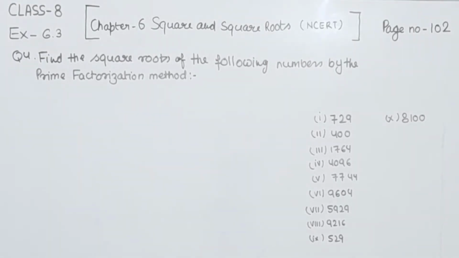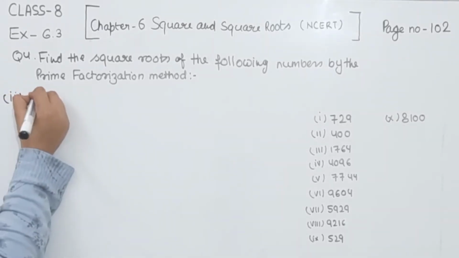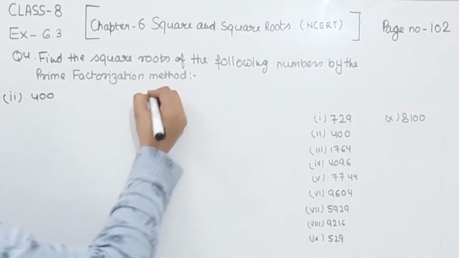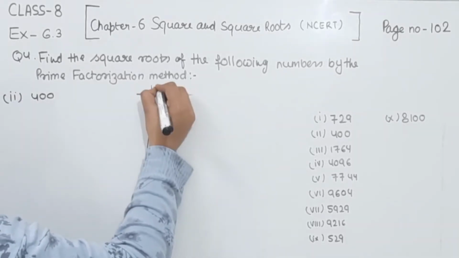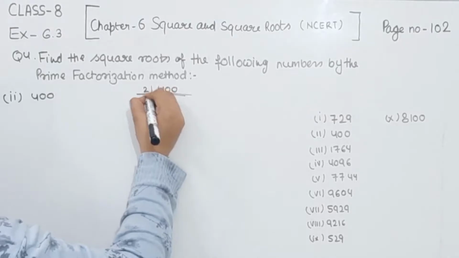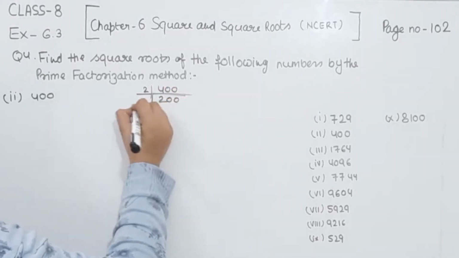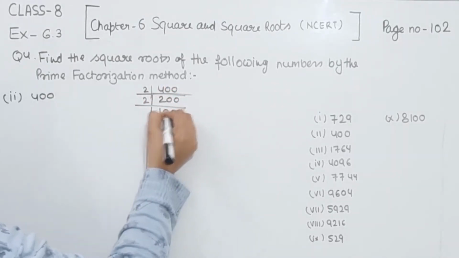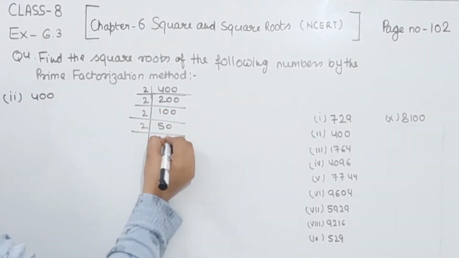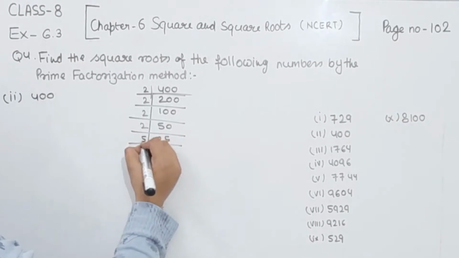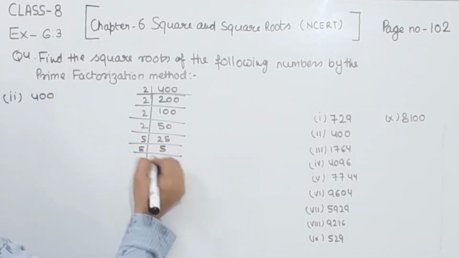Now comes part 2. The number we have is 400. First of all, we are going to find the prime factors of 400. Start with 2. 2 2s are 4, 0 and 0. 2 1s are 2, 0 and 0. 2 5s are 10, 0. 2 2s are 4, 2 5s are 10. Now 5 5s are 25 and 5 1s are 5.